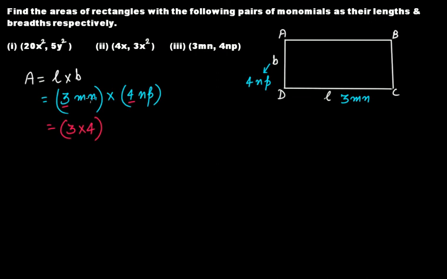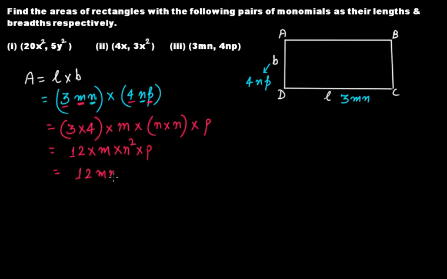And then you have multiplied by this variable m, which is present only in this expression, so write m here. Now multiplied by, you have n here and you have n here, so multiplied by n multiplied by n, then multiplied by, you have p only in this expression, so write p as it is. So 12 multiplied by m multiplied by n squared multiplied by p, so you will get 12 m n squared p. This is the answer.